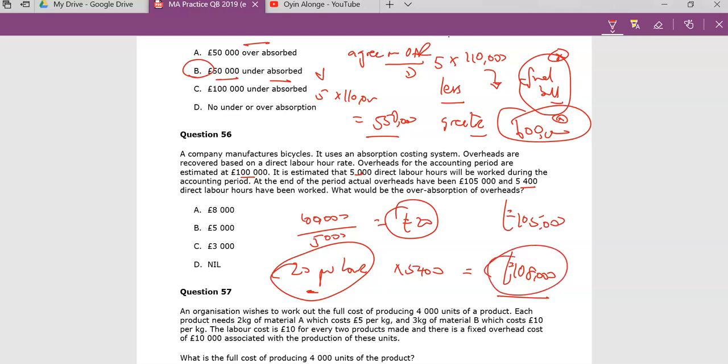So you've over-absorbed by too much, right? You've put in too much, so you need to bring it down. And bringing 108 to 105 takes us nicely down by 3,000.